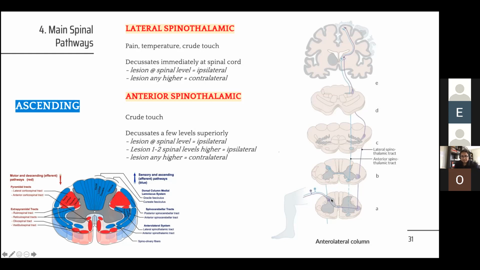The anterior spinothalamic is a little bit different. The anterior one stays ipsilateral for a couple of spinal levels before it crosses over. So if you have a lesion at the spinal level, the loss of sensation would be ipsilateral. If it's a couple of spinal levels higher, it would also be ipsilateral. But after it's decussated, it will be contralateral. And so those are the two spinothalamic tracts.